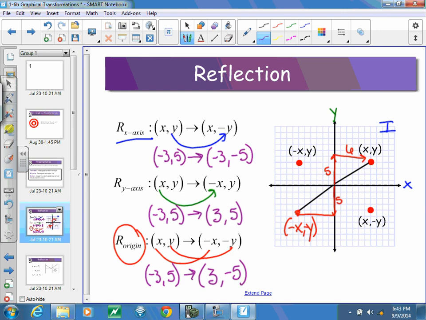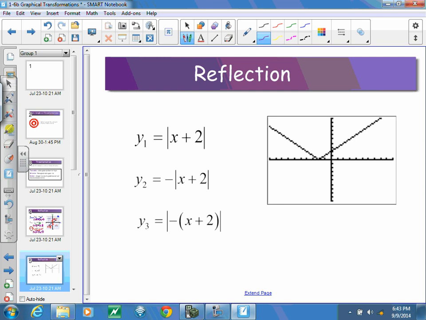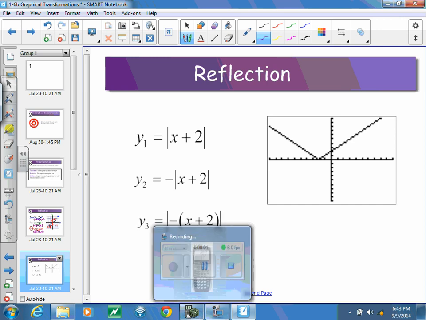through those 3. Now let's take a look at what happens when we start looking at graphing them out on our calculator. So I started out with a parent function that's been moved to the left 2 units. So I have the absolute value of x plus 2.